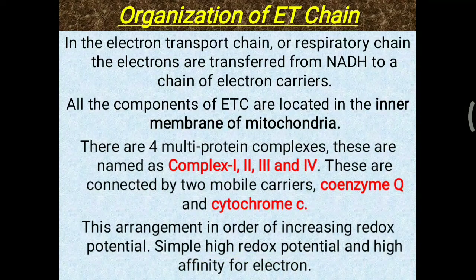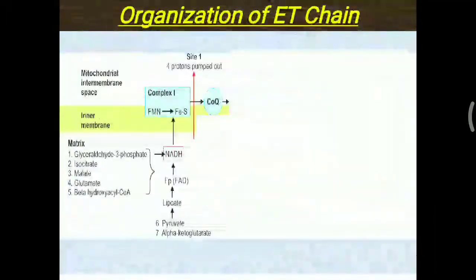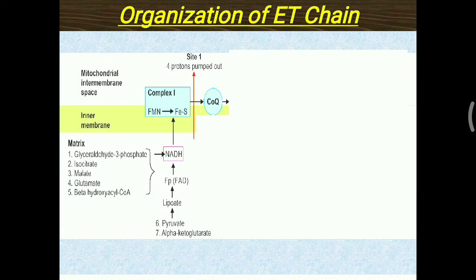So oxygen has the highest affinity for the electron. Here is a quick summary, and then we will look at the details. Organization of the electron transport chain: it is mostly over the inner mitochondrial membrane, with the mitochondrial intermembrane space and the matrix part.